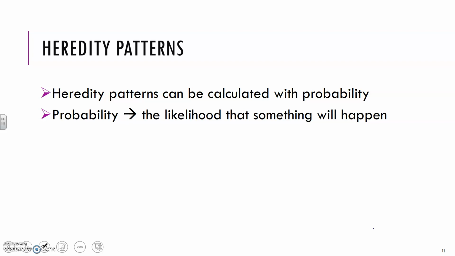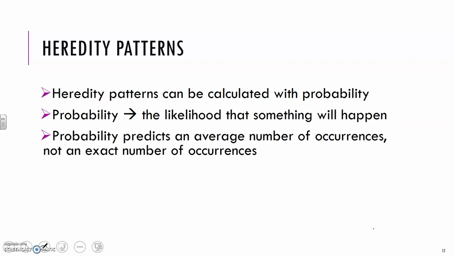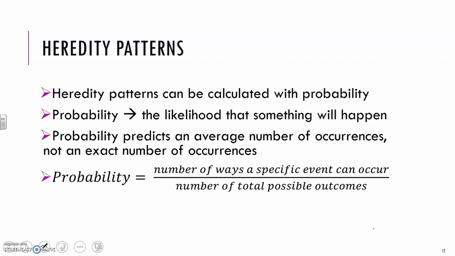Okay? They have a 1 in 2 chance of being heterozygous like their parents. And then a 1 in 4 chance of being homozygous dominant. That's all that means. So probability predicts an average number of occurrences, but not the exact number of occurrences. You can actually have 100% be homozygous recessive out of a heterozygous cross. That is possible. It's not likely. In fact, it's pretty unlikely, but it is still possible.